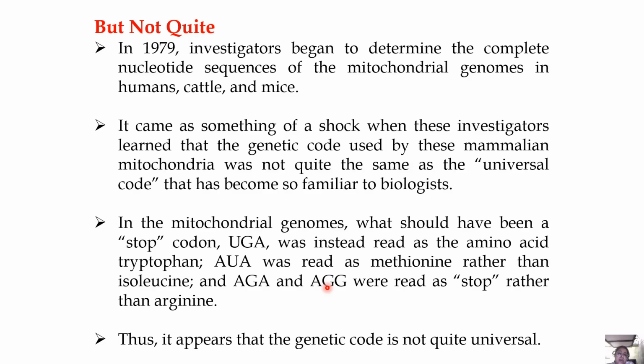Genetic code. In 1979, investigators began to determine the complete genetic sequence of mitochondrial genomes. Scientists were shocked when the investigators learned that the genetic code used by mammalian mitochondria was not quite the same as the universal code that had become familiar. In the mitochondrial genomes, what should have been a stop codon, UGA, was instead read as the amino acid tryptophan. AUA was read as methionine rather than isoleucine, and AGA and AGG were read as stop rather than arginine. Thus it appears that the genetic code is not exactly universal.